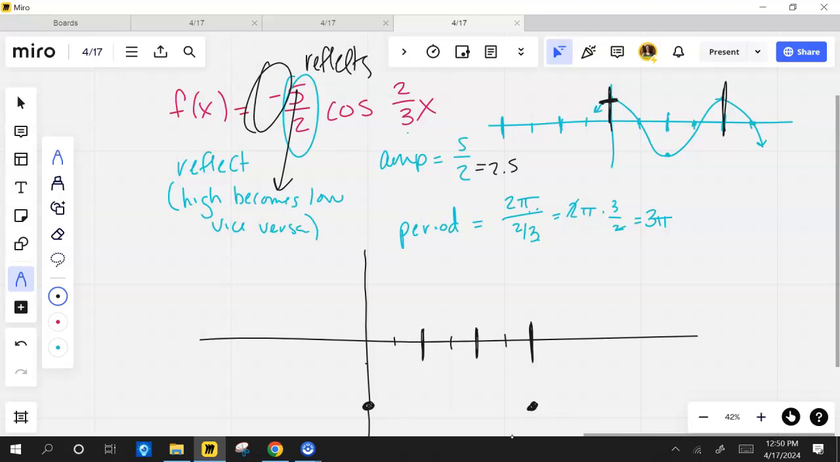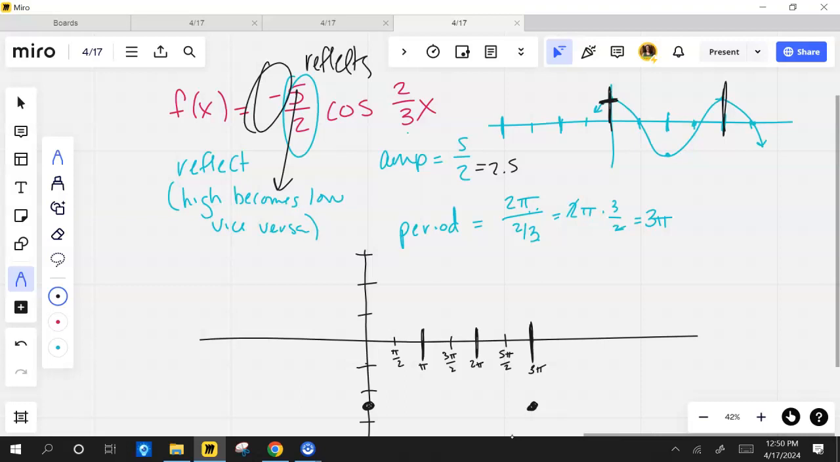You're not on pies on your y-axis. You're just counting by 1. Yes, this is 3 pi. So this is a half a pi. This is pi. 1.5 pies. 2 pies. 2.5 pies. 3 pies.